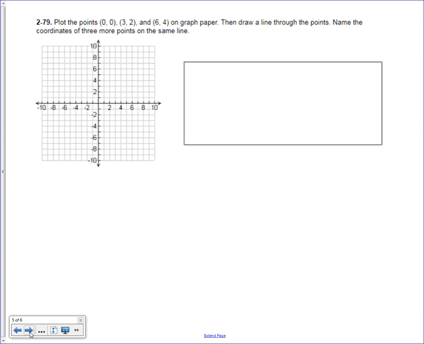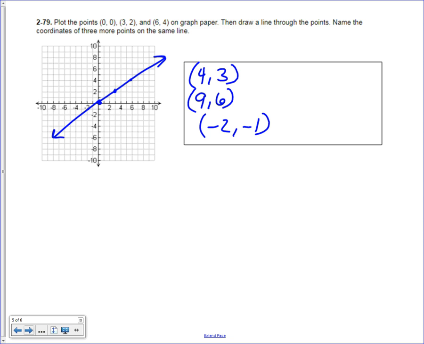Problem number 5, it says plot the points 0, 0, 3, 2, and 6, 4. Draw a line through the points, and then name 3 or more points on the same line. So 0, 0 is right here. 3, 2, 6, 4. If I draw a line, I know it goes right through the point 4, 3. So that could be one of my points. It goes through 9, 6. It goes through -2, -1. And there's a lot more I could have listed, but you needed to list at least 3.